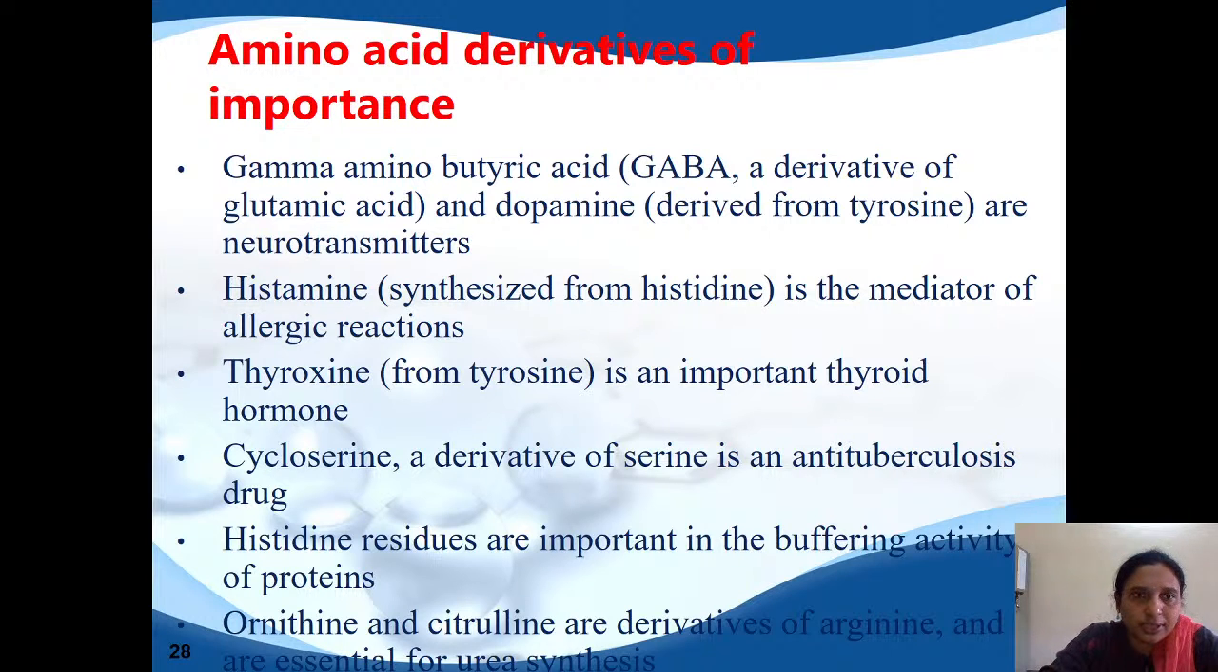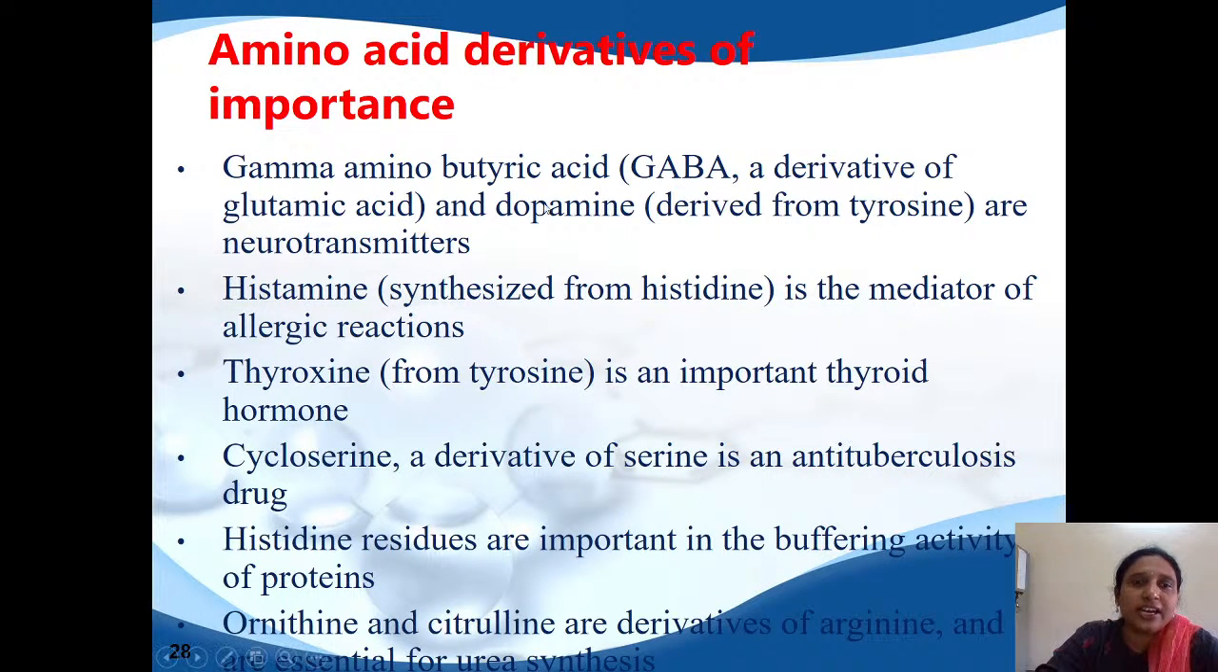Now coming to the importance of these amino acid derivatives. Already we know that some amino acids are modified amino acids or derived amino acids. So what is their importance? GABA, as I already mentioned, is derived from glutamic acid. From the amino acid glutamic acid, GABA, that is gamma amino butyric acid, is derived. And dopamine is derived from the amino acid tyrosine. These two are neurotransmitters. Please note down, these are the importance of the derivatives of the amino acids, not the importance of the amino acids directly. The compounds which are derived from the amino acids have biological significance.